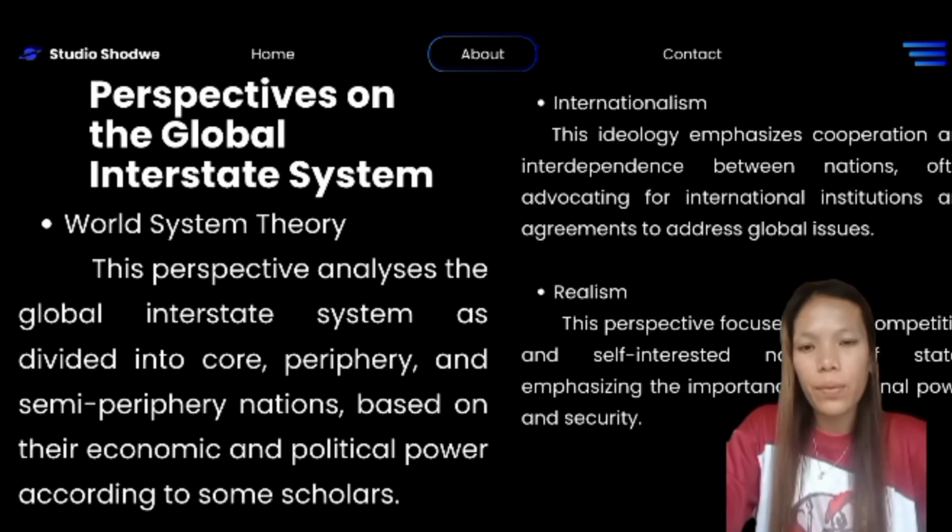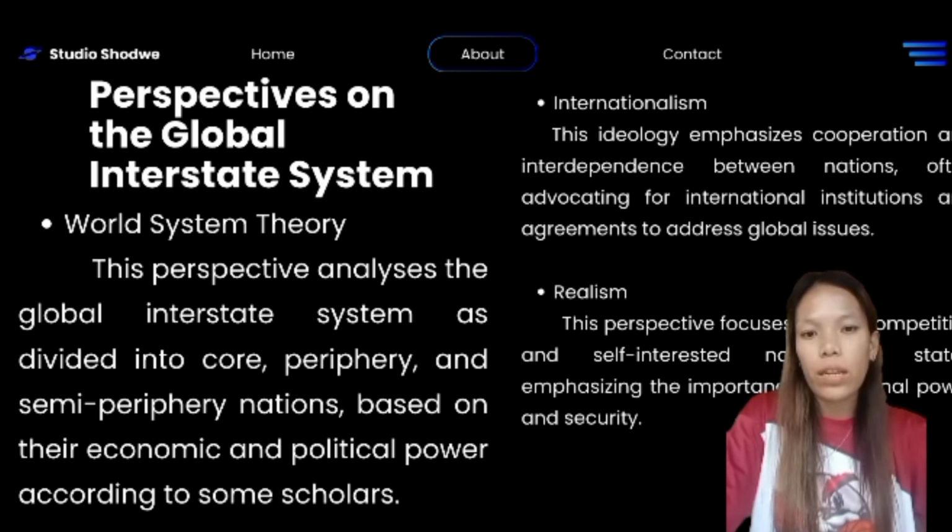What is world system theory? The world system theory is a perspective that analyzes the global interstate system as divided into core, periphery, and semi-periphery nations based on their economic and political power, according to some scholars. Example, today some argue that China, while having a large economy, still relies on other nations for certain technologies and may be considered semi-peripheral while exploiting some countries for resources and labor.